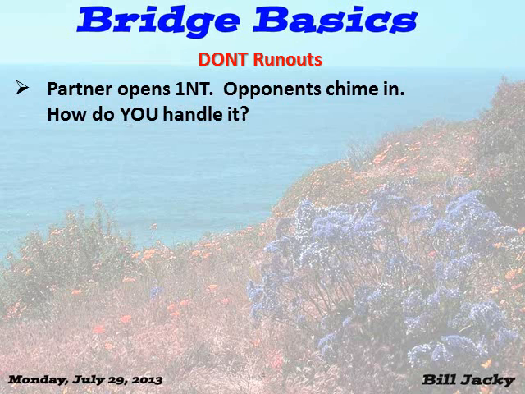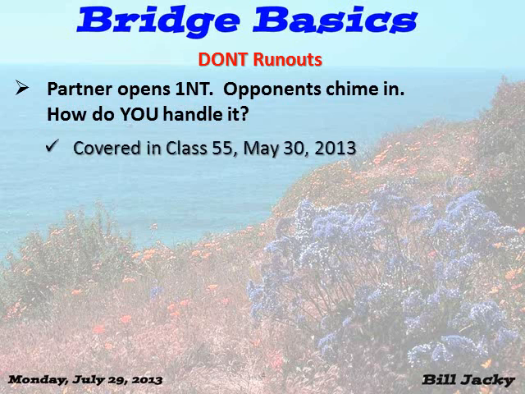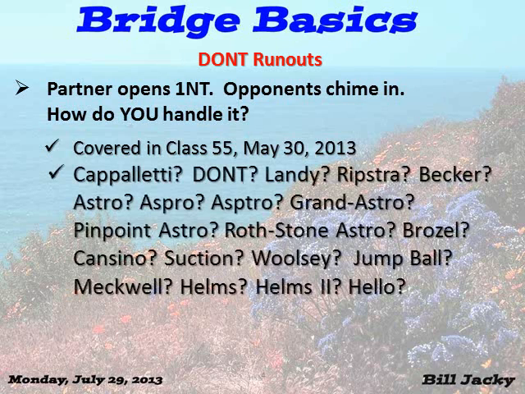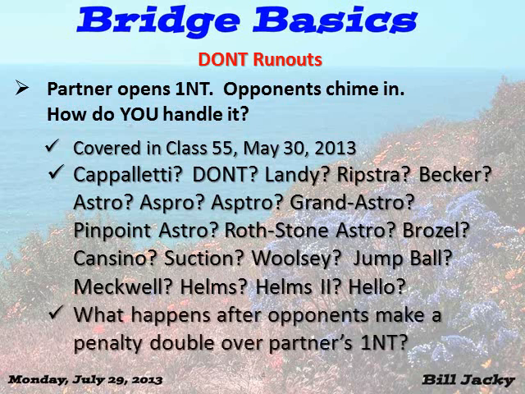Your partner opens one no-trump. The opponents chime in. How do you handle it? Well, first of all, you've got to realize that we covered most all of this way back on May 30th in class 55, and you can still continue to use that. I'd like to point out also that there's a lot of conventions other than Cappelletti and don't that you can use against your partner's one no-trump opener. Here's some examples. I'm getting a headache just looking at them. I'm not even going to read them. But the point is, whatever they do, you could use the May 30th prevention. However, what happens after the opponents make a penalty double over partner's one no-trump bid?